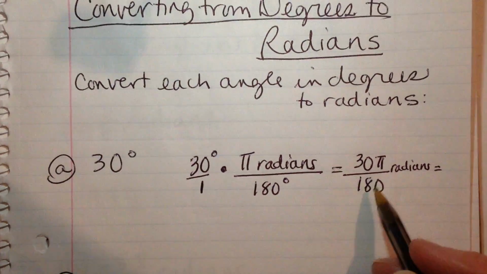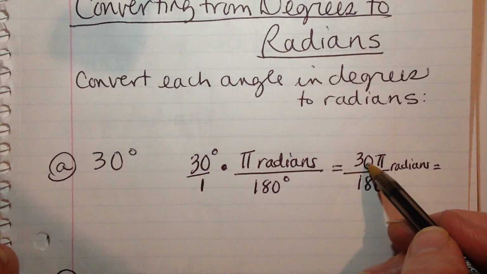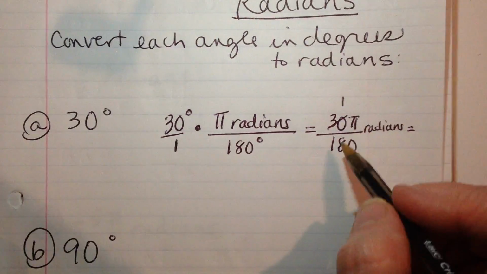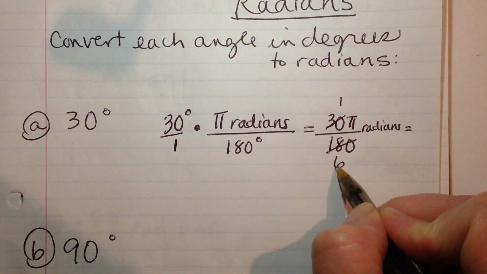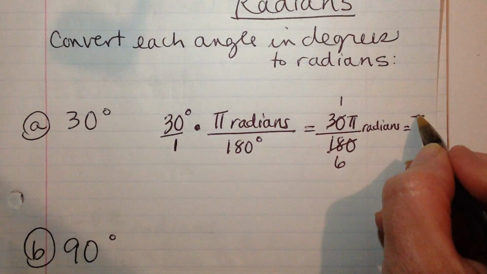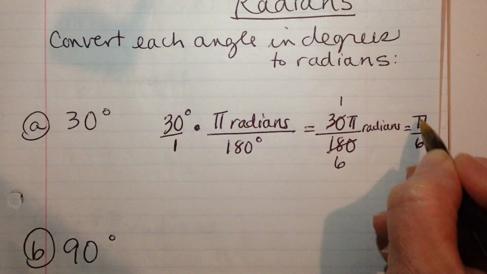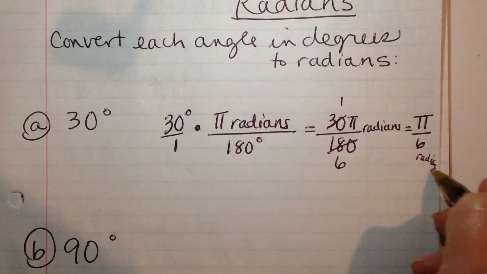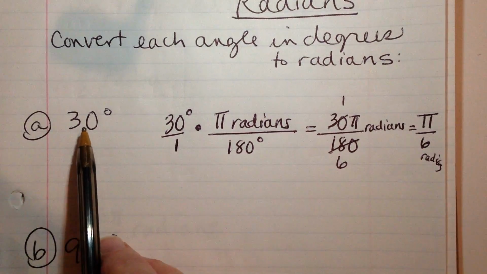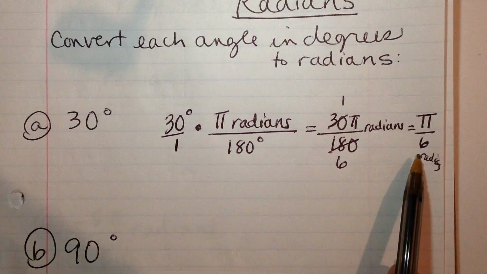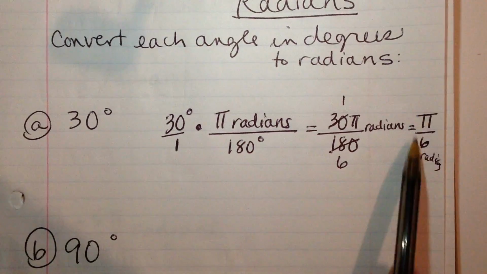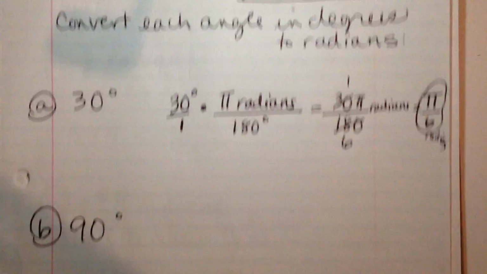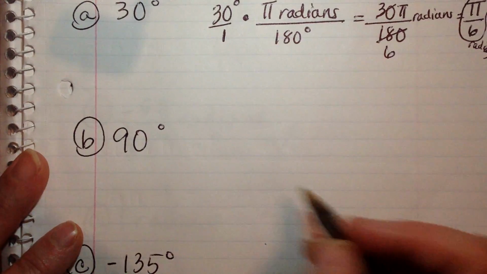Now we can reduce. We can reduce 30 and 180. 30 divides into 30 one time. 30 divides into 180 6 times. So we really end up with pi over 6. And that is radians. So we converted 30 degrees to radians. Our answer would be pi divided by 6. That's our answer.